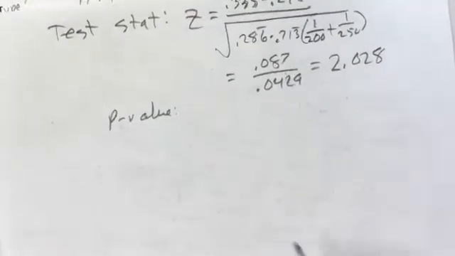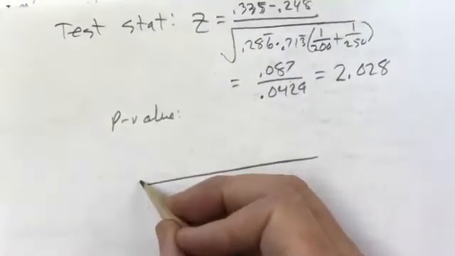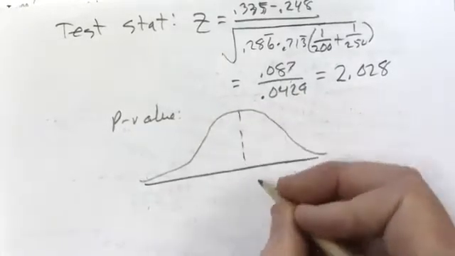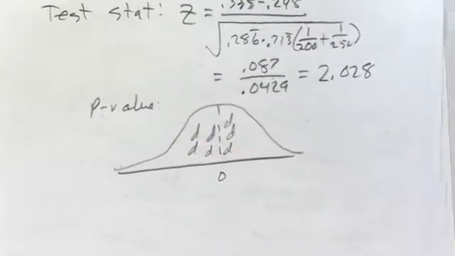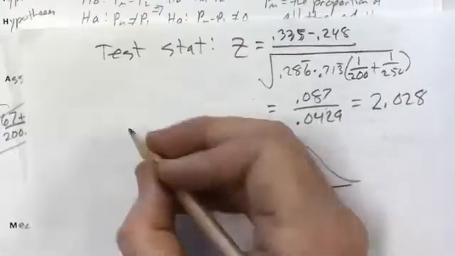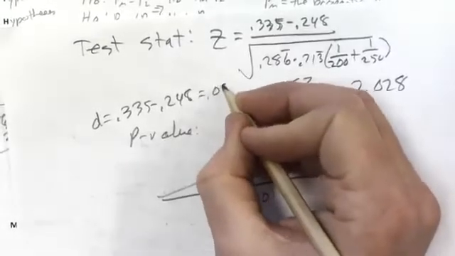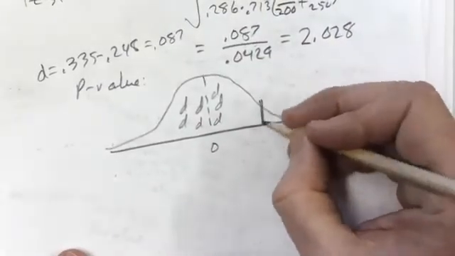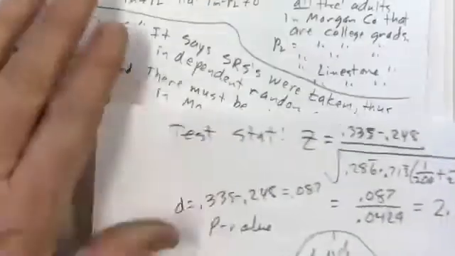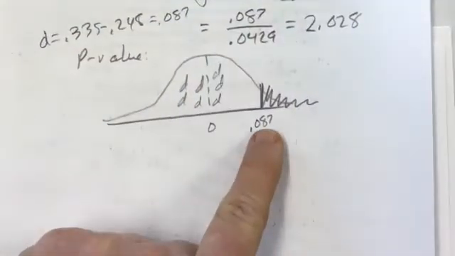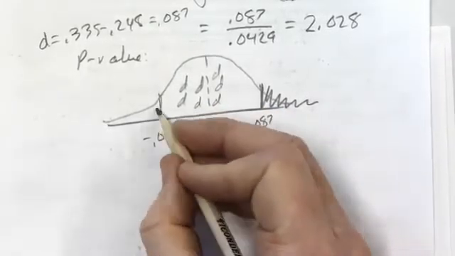So assuming the null is true, assuming the true difference is 0, that means the sampling distribution of all of our sample differences, if we took many sample differences like we did in chapter 7, would be centered at 0. Our sample difference is 0.335 minus 0.248, which is equal to 0.087. So it's over here at 0.087. What's the probability I'm going to get something that unusual or more? Now this is a two-sided test, so we're going to have two tails. It's not just that big or bigger, but also the negative value. In essence, it's that distance from the center or further away.